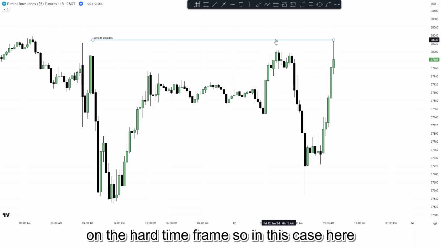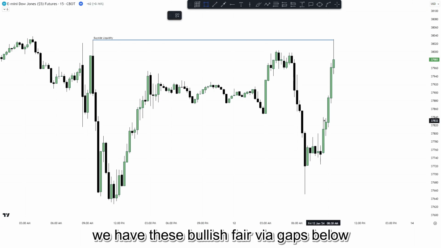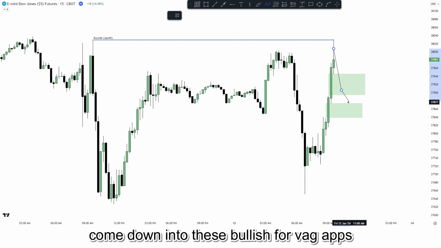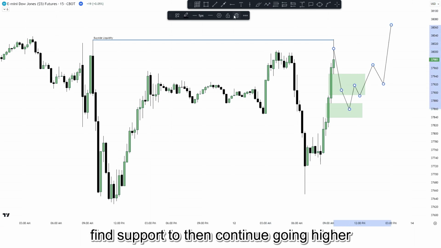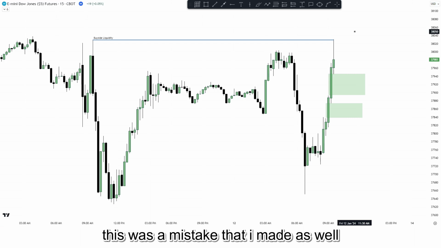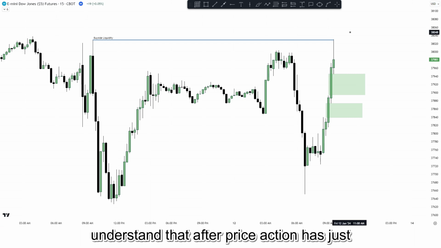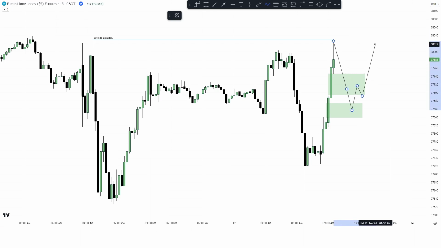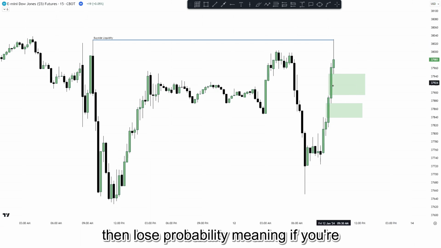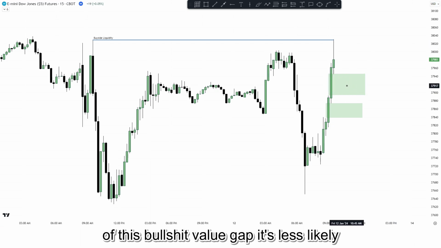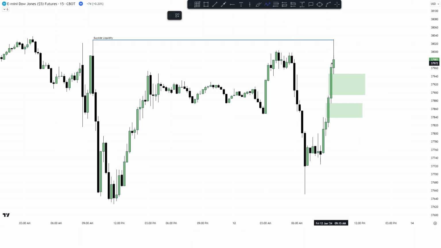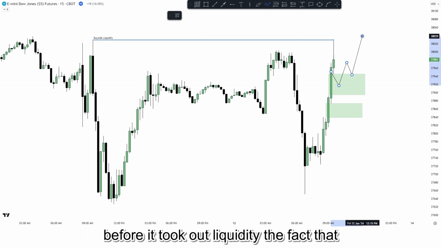So in this case here, we have these bullish fair value gaps below us. You may be anticipating price action to come down into these bullish fair value gaps, find support, and then continue going higher. This was a mistake that I made as well. Understand that after price action has just taken out liquidity, these bullish fair value gaps lose probability, meaning if you're anticipating price action to hold inside of this bullish fair value gap, it's less likely to happen after we've already met our targeting, meaning I would want to take this trade before it took out liquidity.